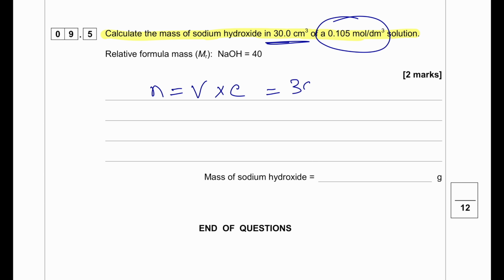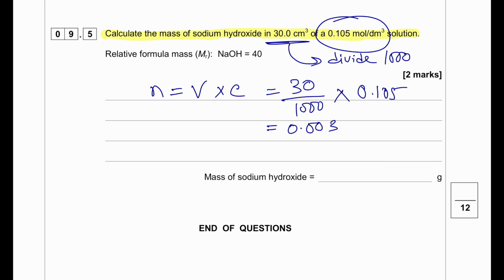The volume is 30 cm cube. Because the volume is given in cm cube, to get it in dm cube, we'll divide it by 1000. Always remember, cm cube has to be divided by 1000 to get it into dm cube. So we'll divide it by 1000, and then multiply by the concentration, which is 0.105. When we put these two things together, we will get 0.00315 moles.